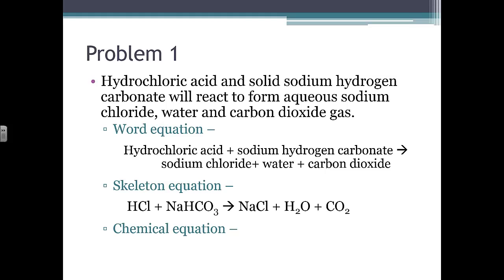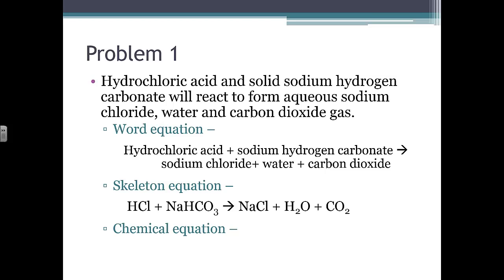Note that each of the formulas I know have been written correctly because I considered things like, is it named as a molecular substance, an acid, or an ionic formula? And if it's an ionic compound, then we need to make sure that we're considering charges and we're writing the formulas correctly for those.